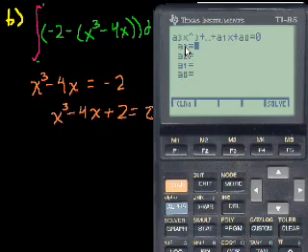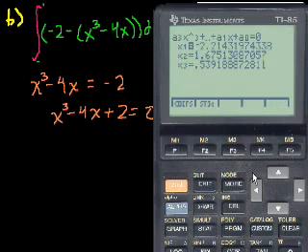And what are the coefficients? The coefficient on the x to the third term is 1. Go down. What's the coefficient on the x squared term? Well, there is no x squared term, so that coefficient is 0. Go down. What's the coefficient on the x term? It's -4. Go down again. And the constant term is just going to be 2. And now we can just hit solve.